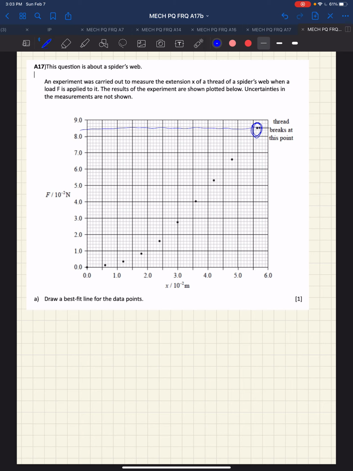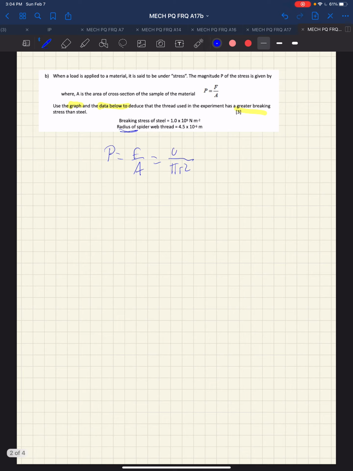And remember, these numbers are 0.09, 0.08, and so this goes by 0.002. And so that's about 0.085, 0.085 newtons over pi, and the radius of the thread is 4.5 times 10 to the minus 6th, and that's squared.